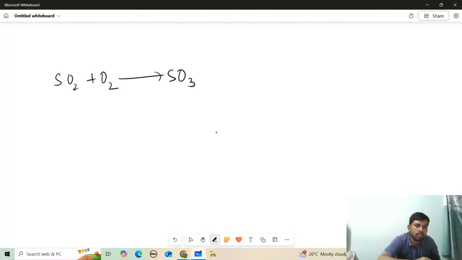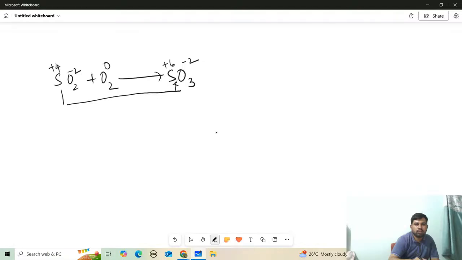So you can see here we have minus 2 oxidation state for oxygen, and there are 2 of them, so minus 2 into 2 is minus 4, which makes sulfur plus 4. Then in SO3 sulfur is plus 6 and oxygen is minus 2. So what I can say here is that sulfur dioxide is oxidized to SO3.